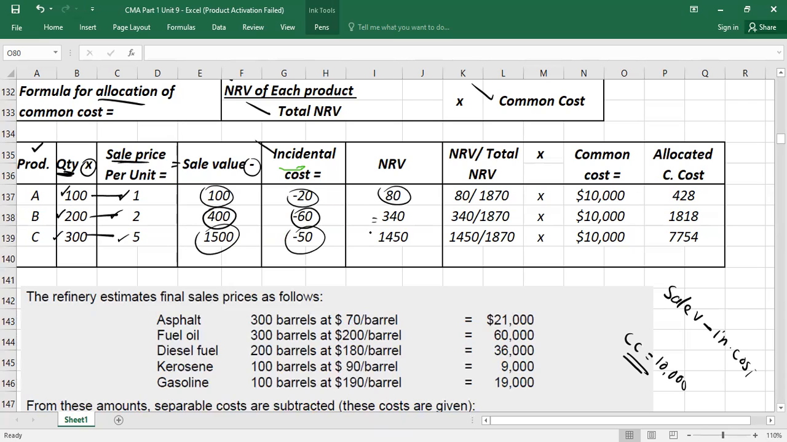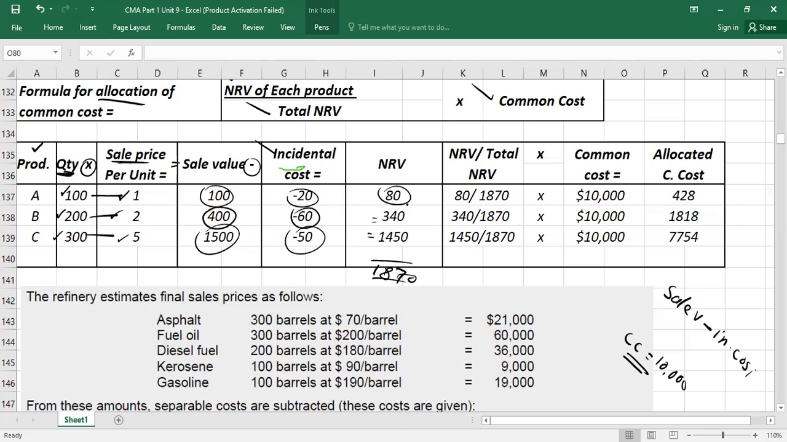For product C, we have 1,500 was the sale value. Incidental cost are 50 in total for product C. So you will get what? NRV 1450. And now you will make the total of NRV, which will be 1870. You can check arithmetical accuracy. Maybe there could be an arithmetical problem, but this is the process you will follow.